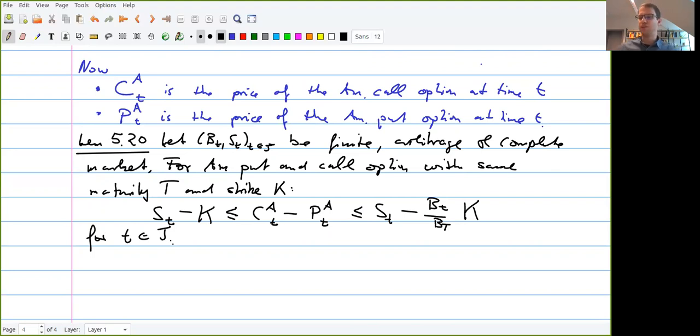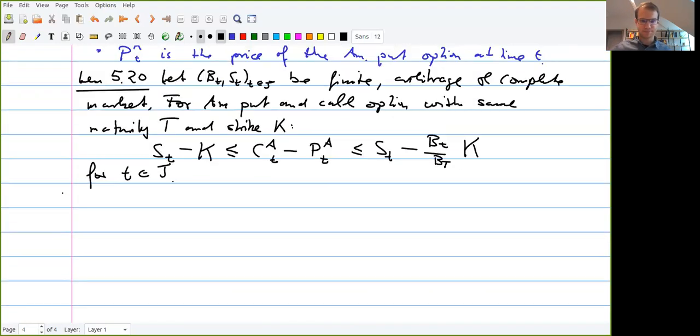So let us prove this inequality now. How do we go? Color, let's say green for a minute. What do we want to do? Well, we want to prove two inequalities, actually. This is the first one, and this is the second one we want to prove. So let's start with the first one. The second one is actually easier.